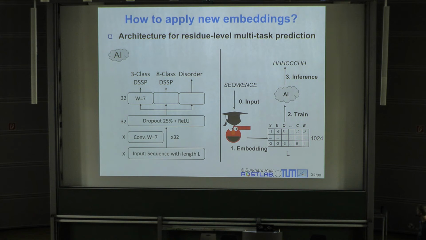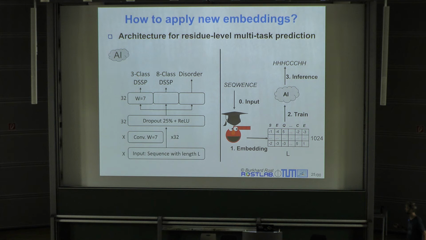As the input, we basically just used this matrix, so it has shape L by 1024. Then we train 32 different convolution kernels with window size of 7 on top of this input. So this means we're always looking 3 neighbors to the left, 3 neighbors to the right, and based on these neighbors we then create an intermediate feature representation. We also use some dropout as regularization. We use rectified linear unit as nonlinearity, and then we do not only single class prediction, but we have a multi-class prediction problem here. So we want to have secondary structure predicted in 3 classes, in 8 classes, and we also want to predict whether a residue might be disordered or not.